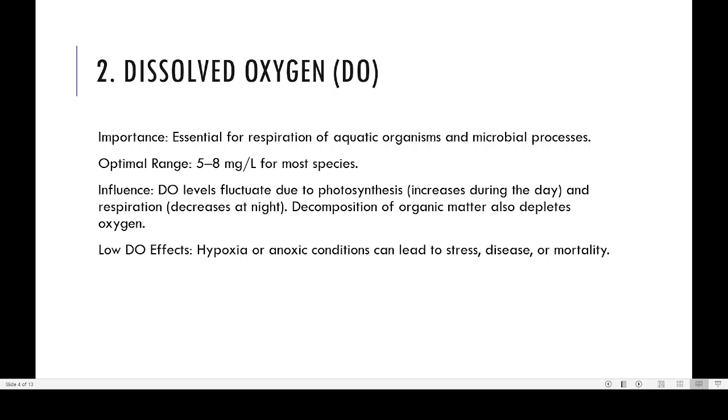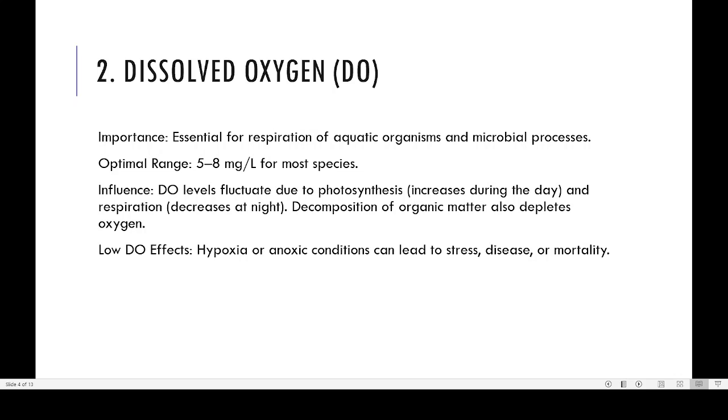Similarly, decomposition of organic matter also depletes the dissolved oxygen. For example, if a lot of decaying plants and decaying fish are there, for this decaying process they will be utilizing a lot of oxygen, and as a result the amount of oxygen dissolved in the water may be gradually reduced. So that is the problem of decay. Then low dissolved oxygen, what are the effects of low dissolved oxygen?